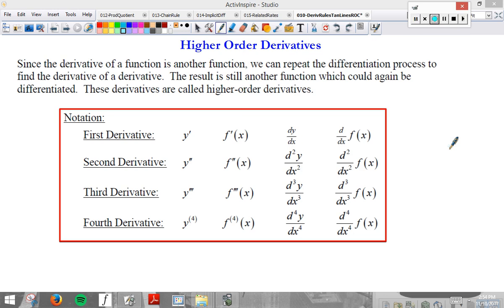In this video, we're continuing our discussion of lesson 2-5. Right now, we're going to be talking about the higher order derivatives.